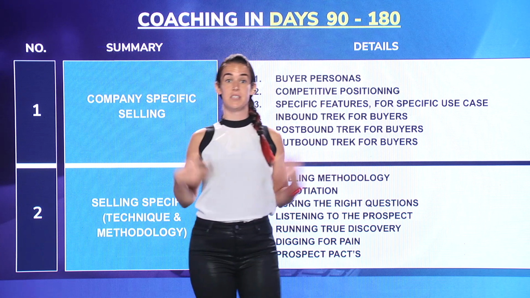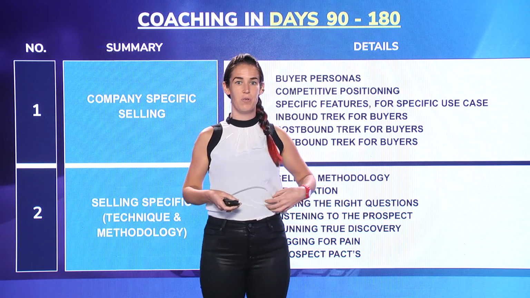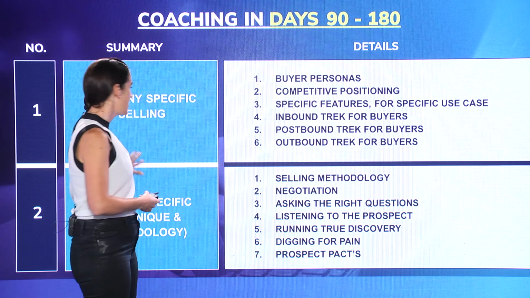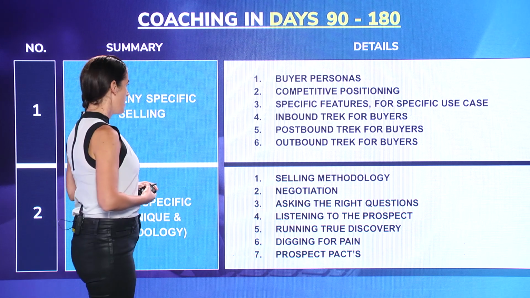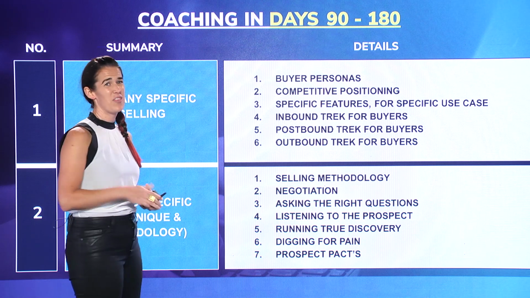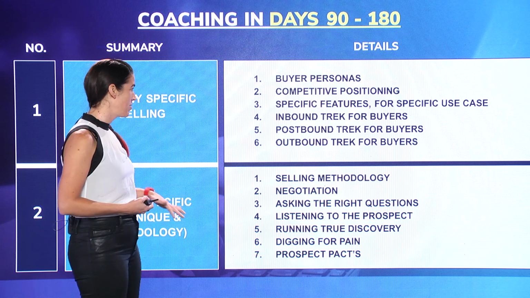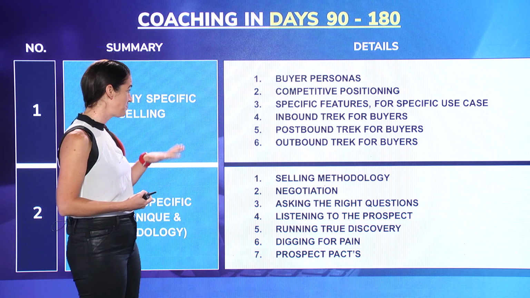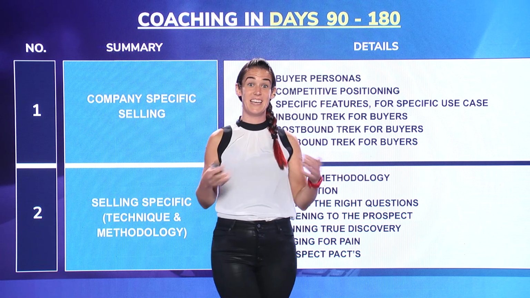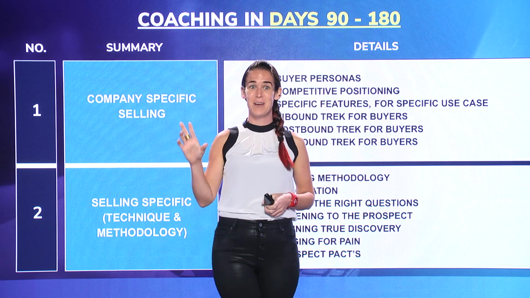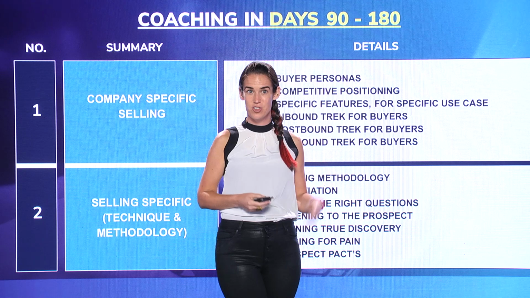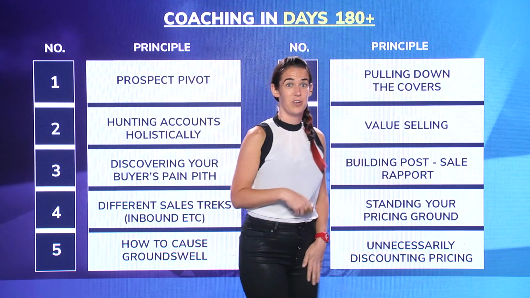Again, you want to go a tier deeper. In the first portion, you're going into who's the who and what buyer persona we are selling into, what kind of accounts, et cetera. And the second portion, in terms of selling methodology, you want to drill down to the sales methodology in the second 90 days. Talk about things a little more deeply: negotiation, asking the right questions, listening to the prospect, running true discovery, digging for real pain, the prospect pack that they should be running. Basically, now they know who they should be selling into. Now let's talk about our view on how they should be selling into that person, so that they have the overall infrastructure. And then in days 180 plus, you're going to go even deeper.